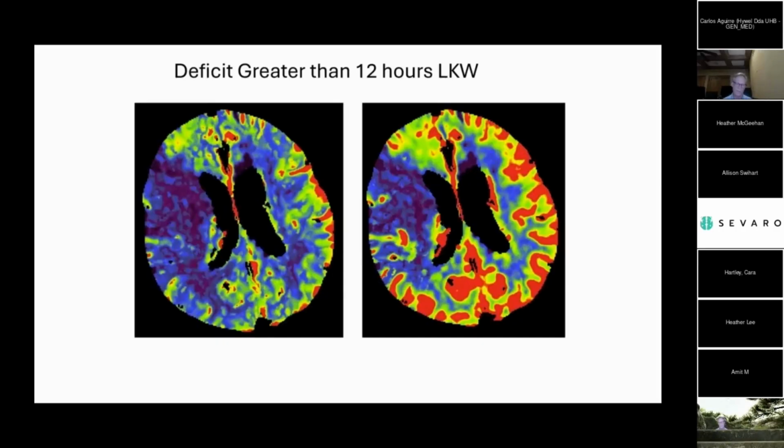Having said that, this one's got a story behind it. This person came in from an outside institution with these images. The neurologist called me and said, hey, I'm loading him. I'll meet you in the reading room.